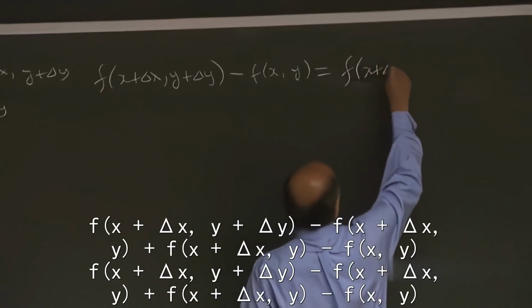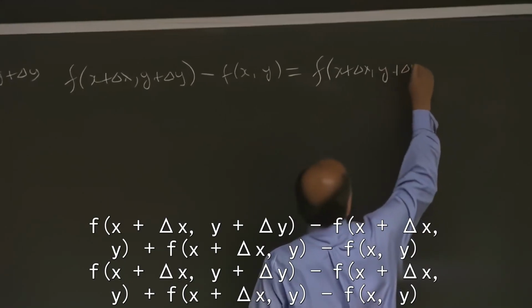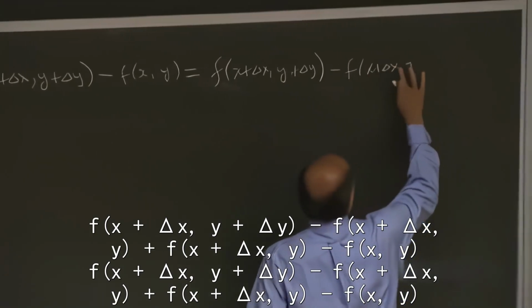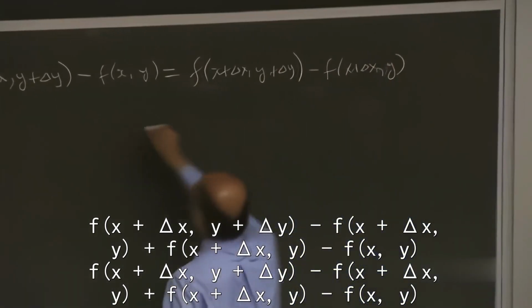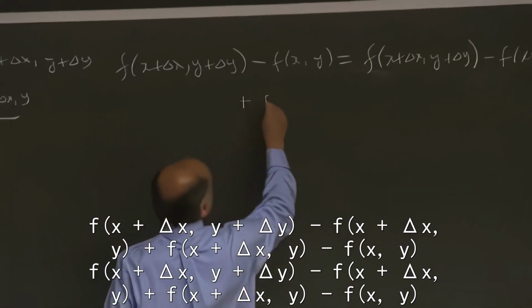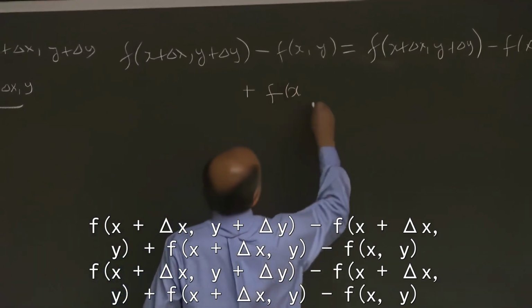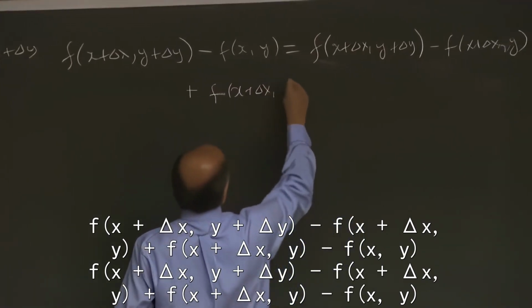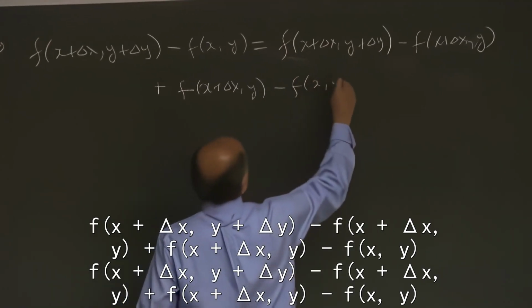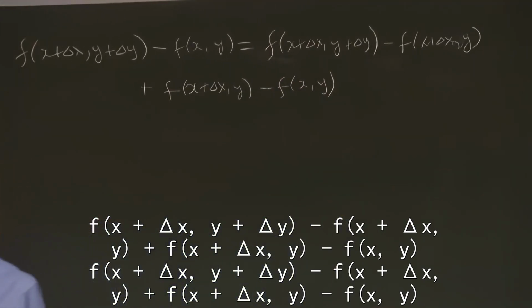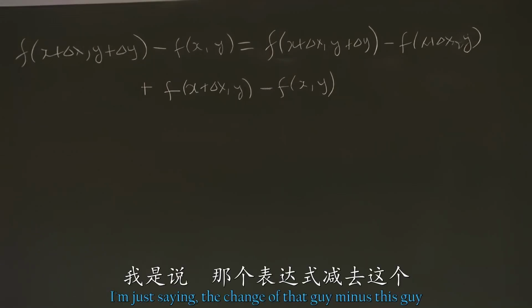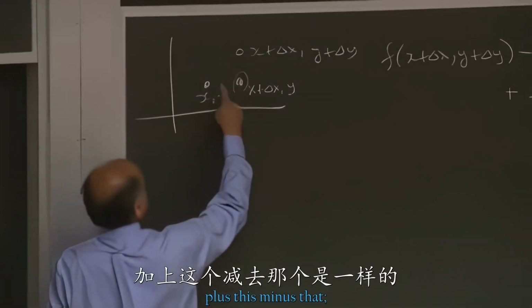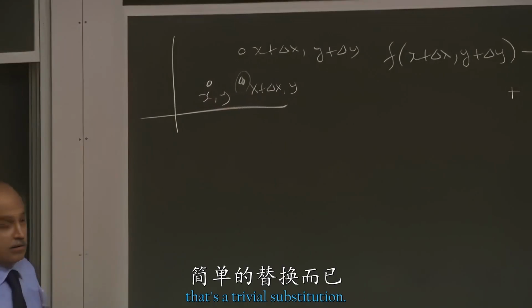I get f of x plus delta x, y plus delta y, minus f of x plus delta x, y, plus f of x plus delta x, comma y, minus f of xy. I'm just saying the change of that guy minus this guy is the same as that minus this plus this minus that. That's a trivial substitution.